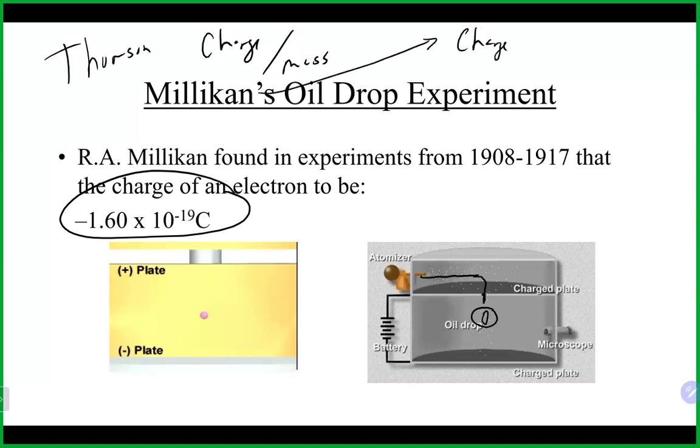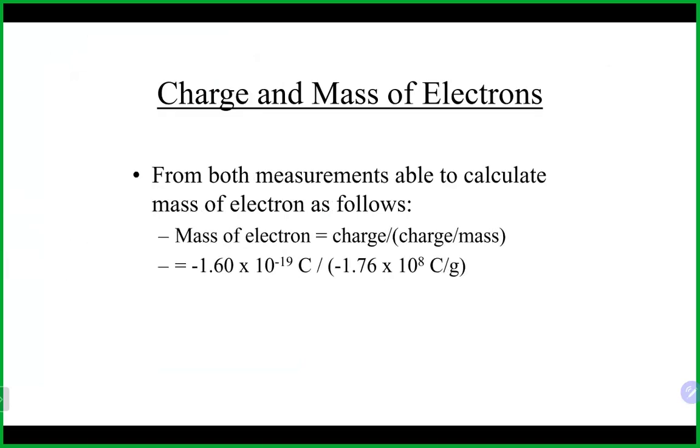And if we use the outcomes of both of those experiments together, if we take the charge and divide it by the charge to mass of an electron, charges cancel. From those two experiments, basically the mass of an electron was able to be determined. And if you do that calculation, the mass of an electron is 9.09 times 10 to the minus 28 grams. So that is the mass of an electron.